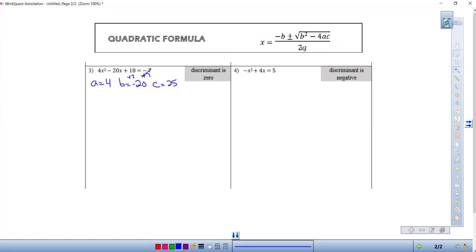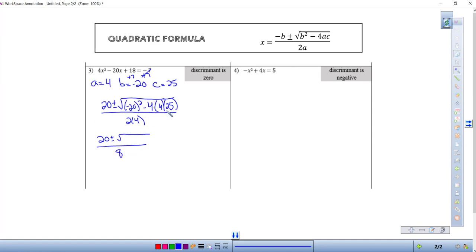Then we plug into our quadratic formula. Again, my B is already negative, so instead of putting 2 negatives, I'm going to make it positive. And then we do B squared minus 4AC all over 2A. Always start by simplifying underneath the radical and doing the denominator. 2 times 4 is 8.